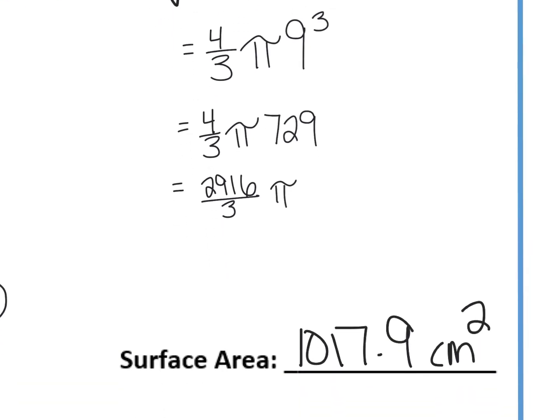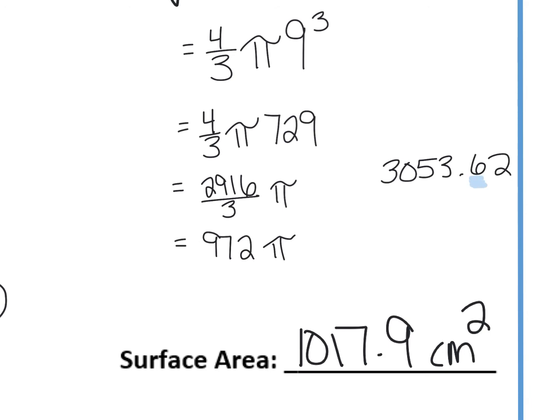When I went ahead and did that, I got 972. I still did not use my pi button. So then my last step is to go ahead and multiply 972 by the pi, use your pi button, or 3.14. I got 3,053.62. Round to the nearest tenth.